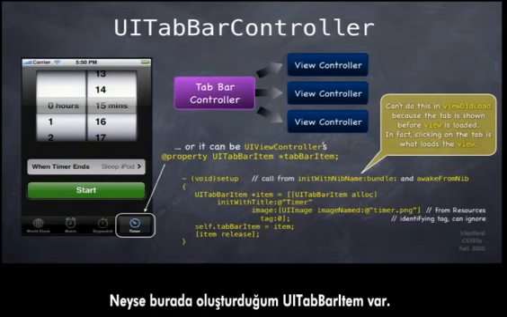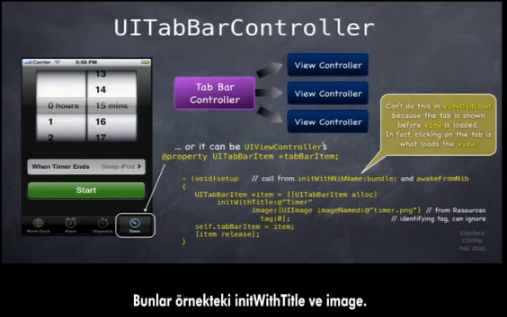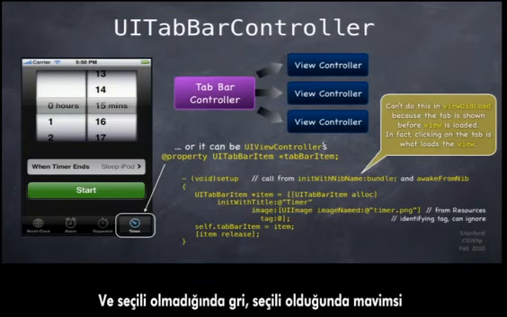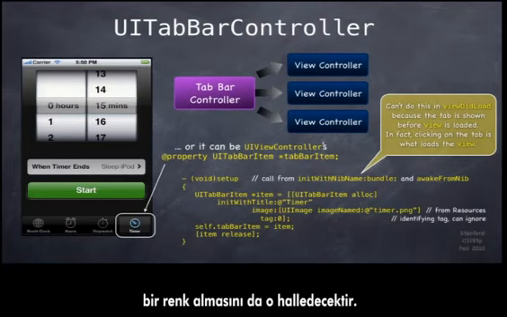So anyway, here's the UITabBarItem. I'm creating it. There's two ways to create it. This example is initWithTitle:image:. You specify the image you want. It'll scale it. It'll even do the nice little, see how it's gray when it's not selected and it turns kind of blue?